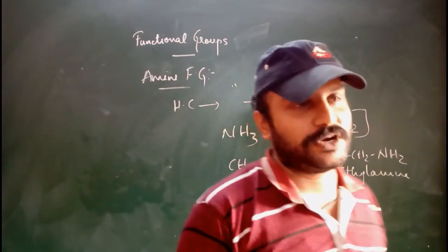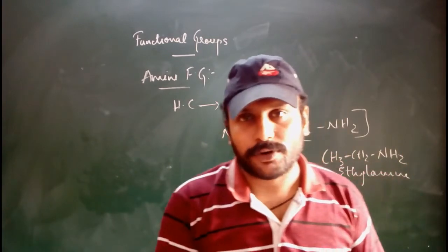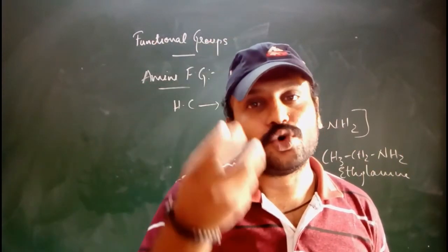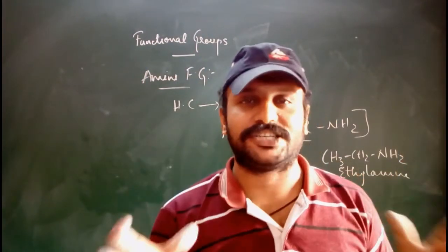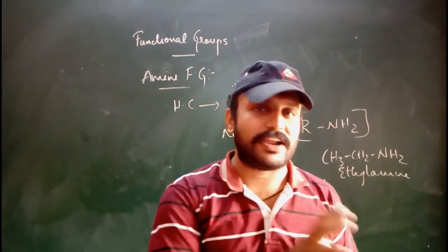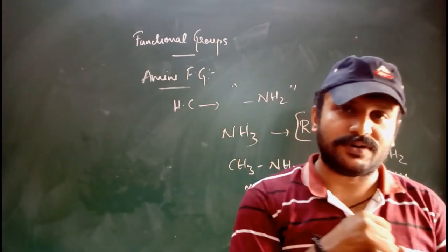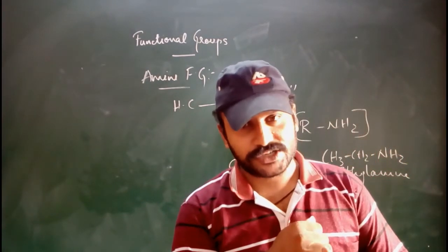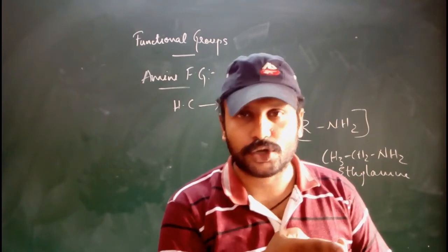What we have seen is that if you take any carbon compound, the nature of the carbon compound depends on some group of atoms present in that compound. That group of atoms is called a functional group. So we have got different functional groups. What are the different functional groups we have seen? First we saw the halogen functional group, alcohol functional group, aldehyde functional group, ketone functional group.